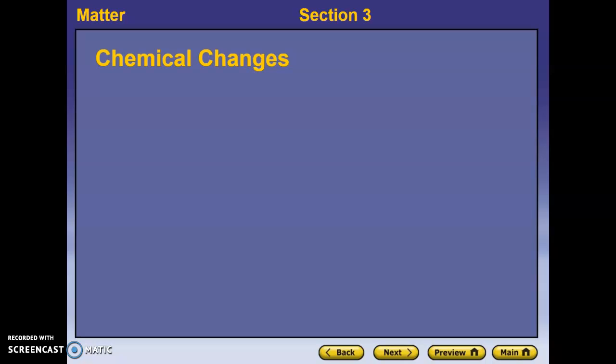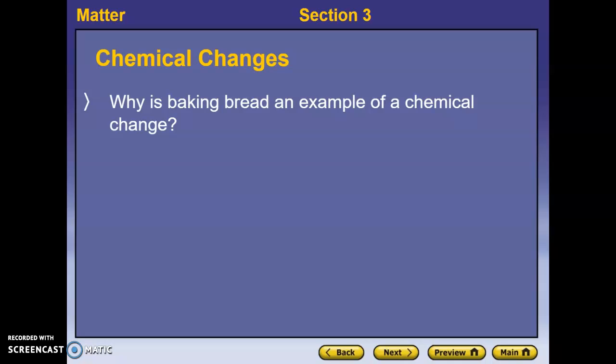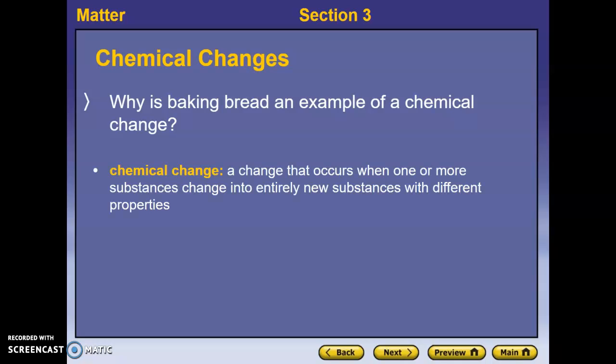Then we have chemical changes. Remember, chemical changes are related to the chemical properties of the substance. So they start with this question: why is baking bread an example of a chemical change? Well, let's think about what a chemical change is then.